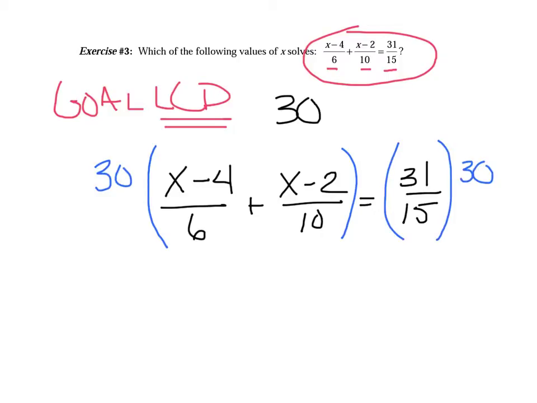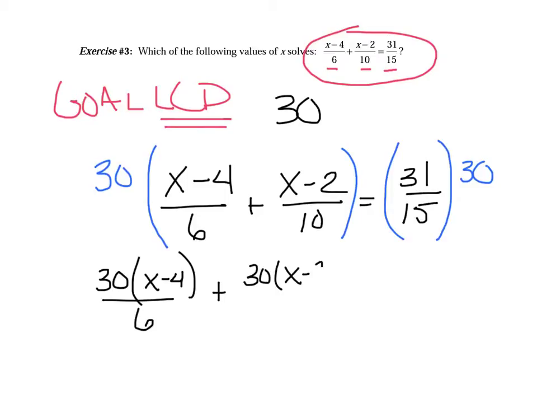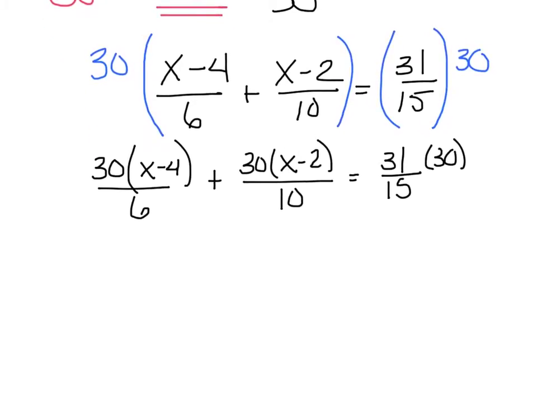Okay? Now watch how I do this. I'm going to say I have 30 times x minus 4 over 6 plus 30 times x minus 2 over 10 and 31 over 15 times 30. Now, did you notice I didn't multiply by the 30s? And you might be thinking, well, that's kind of odd, but watch what happens if you don't do it. And I think it's pretty easy. I can clean up the 30 and 6. I can say 6 goes into 6 once and into 30 5 times. So now I'm only going to multiply by the 5. 5x minus 20.